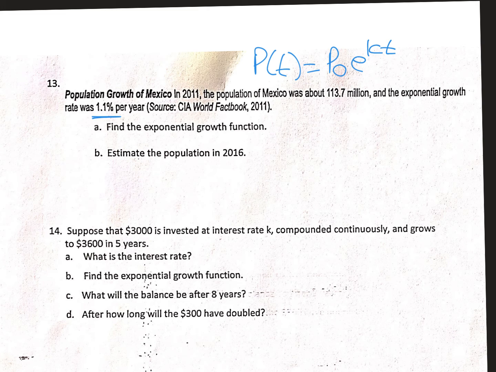Part A says find the exponential growth function. So when it says just find the function, you leave the t in it. The initial amount was 113.7. K is going to be 0.011 t. All right, leave the t in it. That's the function. Then it says, what was the population in 2016?